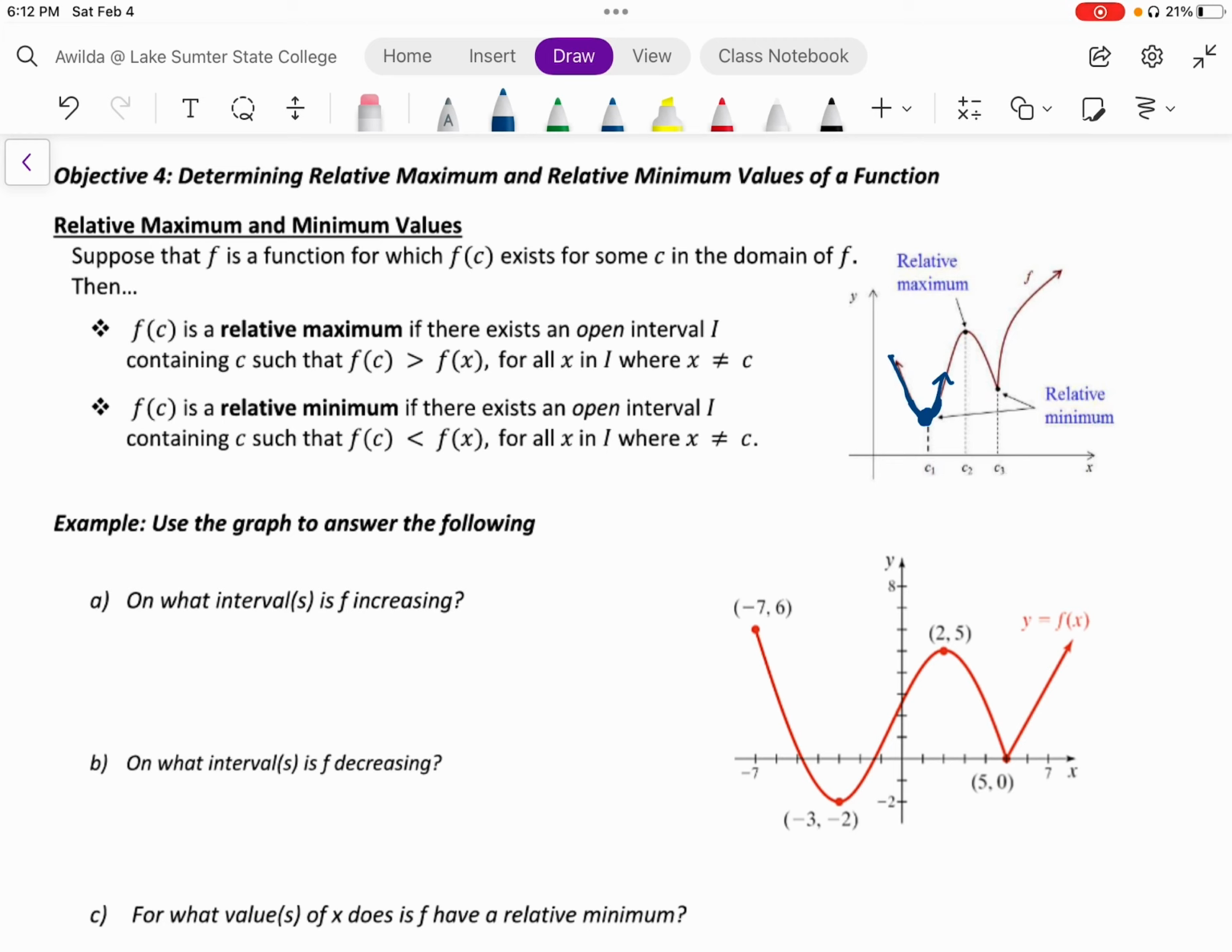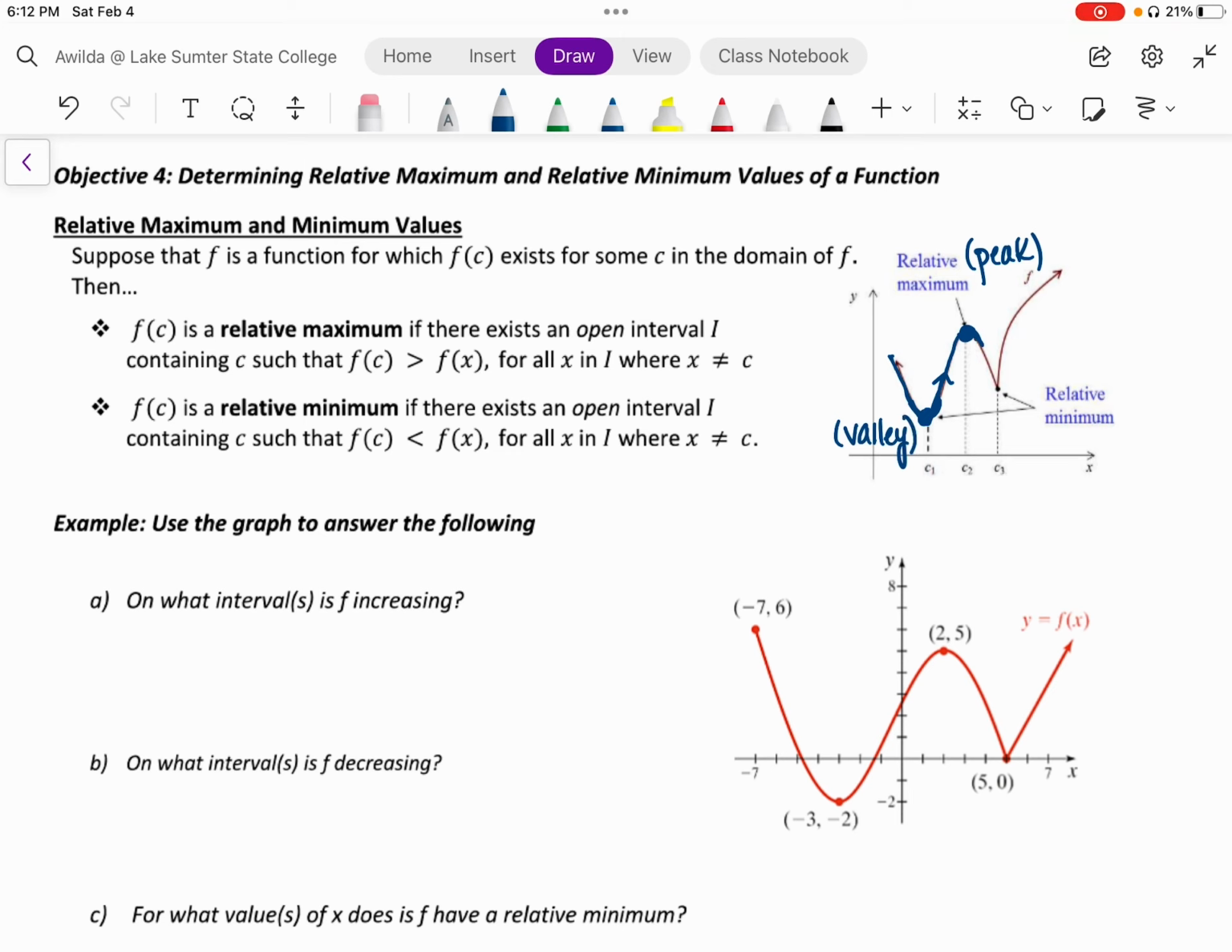Now, when we talk about relative minimum and relative maximum, we're actually talking about the y-coordinate. I know it's going to get a little confusing, so I'm going to show you in the next few examples exactly what that means. As we continue traveling across the graph, we then reach a peak. In that peak, we say that we have a relative maximum. So relative maximum, we can think of it as a peak. Relative minimum, think about it as a valley.